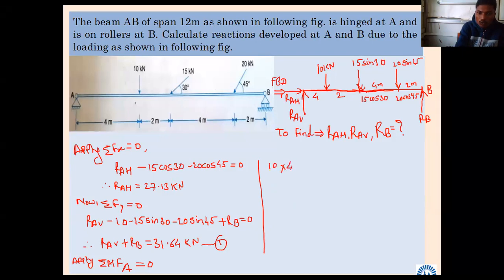Okay. So the 10 kilonewton force will rotate about A clockwise. So 10 into 4, then plus 15 sin 30 into 6, then 20 sin 45 into 10, just check. Yes, and this minus RB into 12, just check, equal to 0.